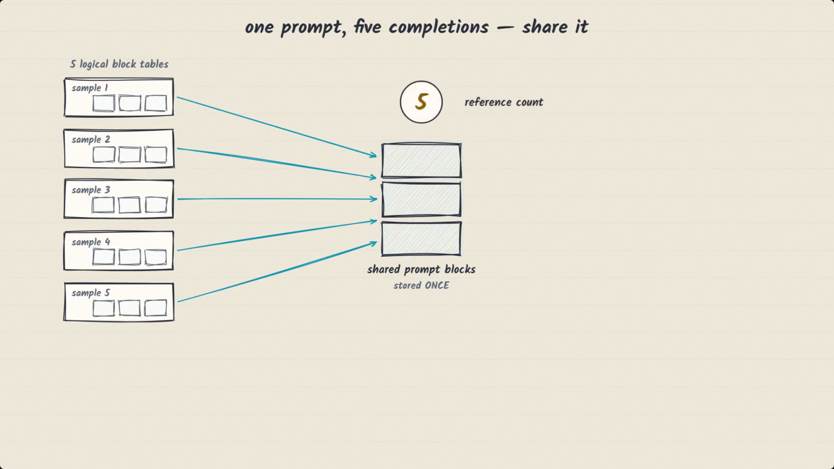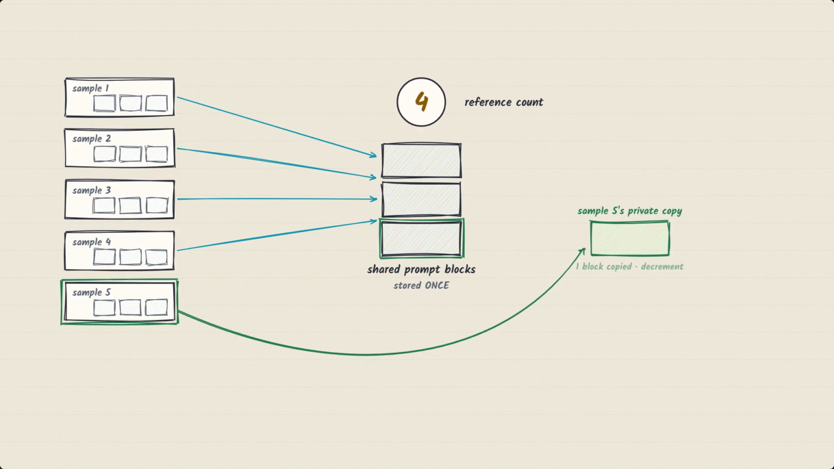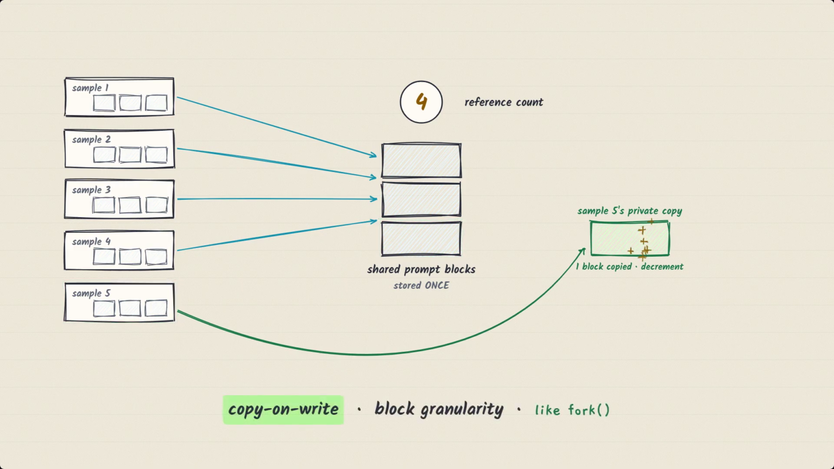Then generation diverges. The instant one sample needs to write into a shared block, vLLM sees the reference count is above 1, copies just that single block, decrements the original's count, and lets that sample scribble in its private copy while the others keep sharing the rest. That's copy on write at block granularity, the exact trick that makes forking a process cheap.